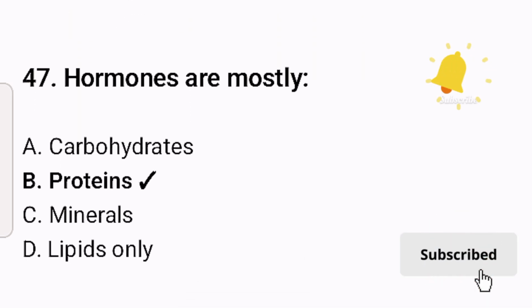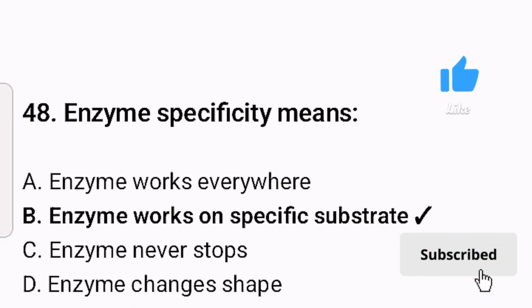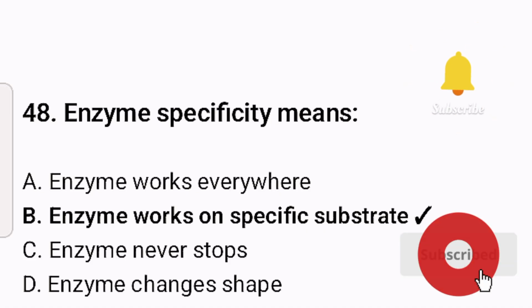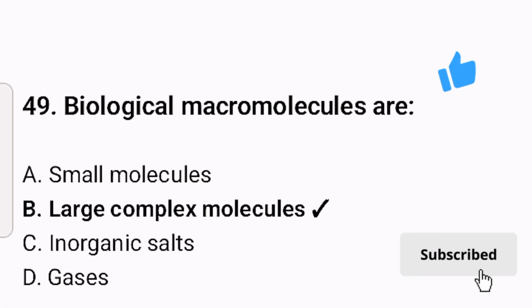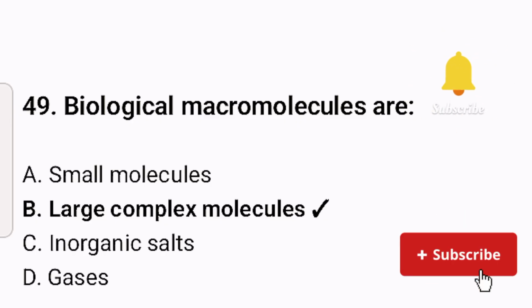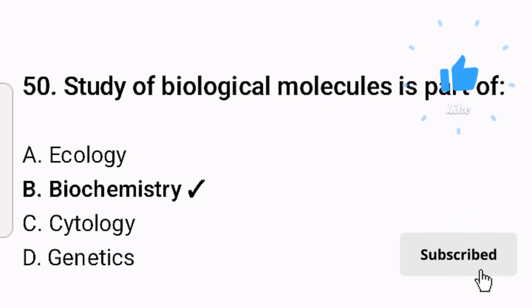47. Hormones are mostly proteins. Enzyme specificity means enzyme works on specific substrate. Option B. Biological macromolecules are option B, large complex molecules. 50. Study of biological molecules is part of biochemistry.